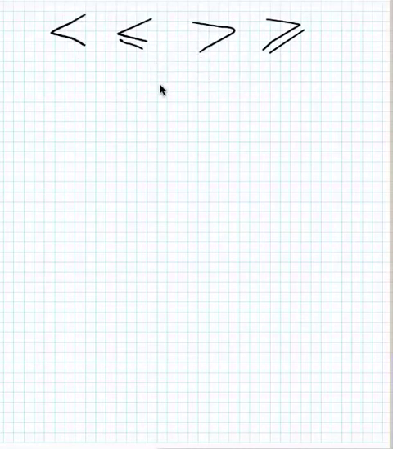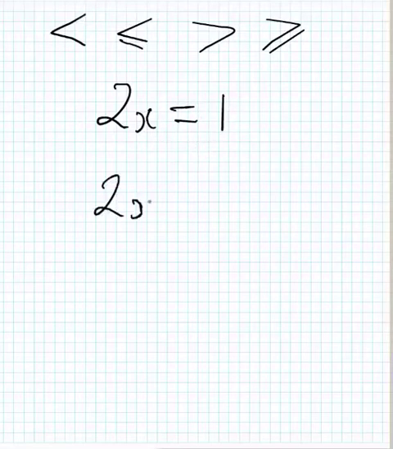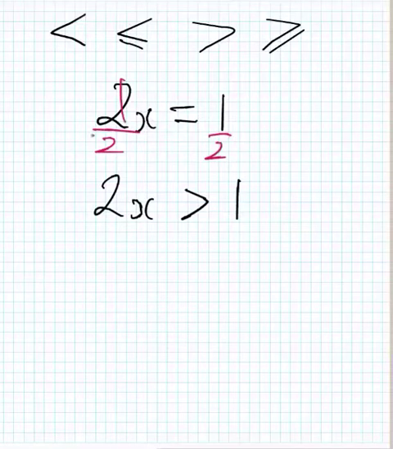For example, if I had 2x equals 1, that's an equation because we have an equal sign. If we have 2x is greater than 1, this now is an inequation because instead of an equal sign, we have the greater than sign. And with inequalities, we actually solve them the exact same way we would solve an equation. For example, I've got 2 times x, so I'll divide by 2 and divide by 2. That cancels out. So x would be a half. That's how we would solve this equation here.